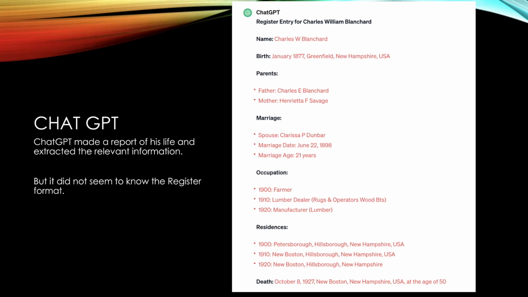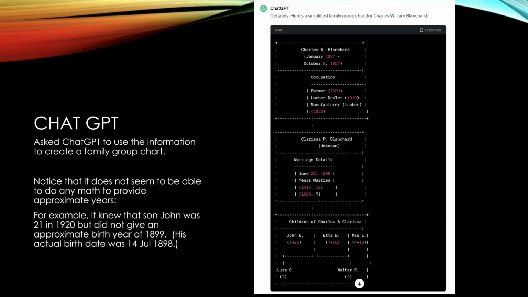All right, so now the kind of interesting thing with this is that once you've done the first information, you can ask it to change things using the same information. So I said, using the information that you already have, that I've already given you, create a family group chart. So not a particularly great looking chart, but it does have some of the information there. I mean, Charles is there, his wife Clarissa is there. It has the marriage date.